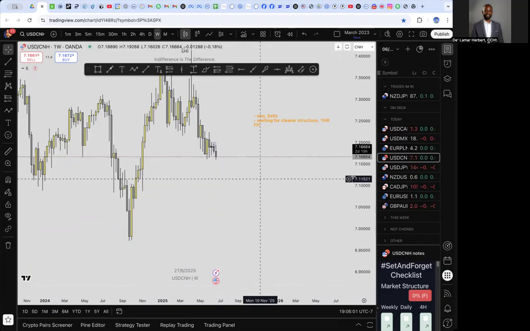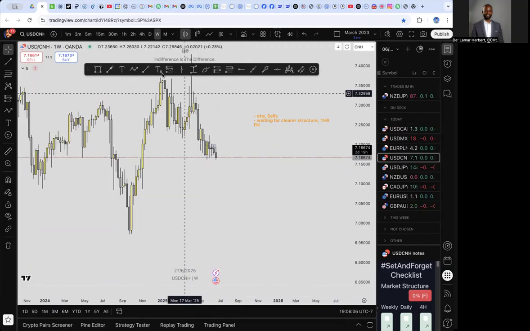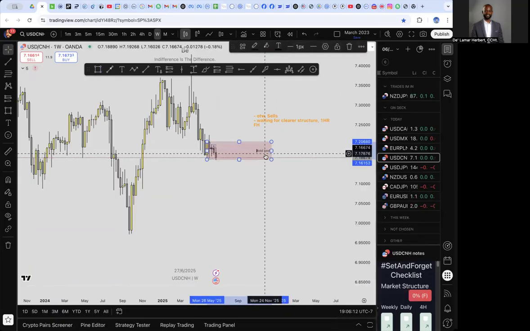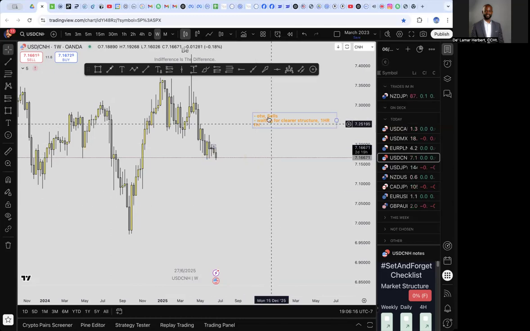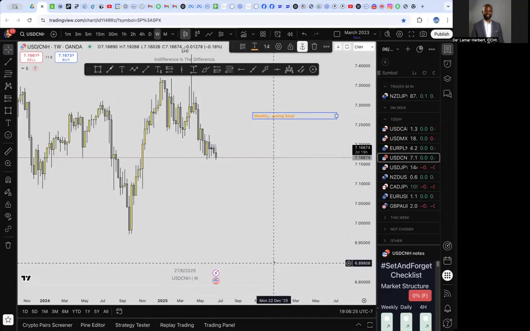So it looks like we're creating a lower low on the weekly time frame, and this is creating a nice little supply zone right up here, but we want to wait for more structure before we start marking up our weekly. Okay, so weekly, we just say weekly, going there just for now, just to keep it nice and simple.